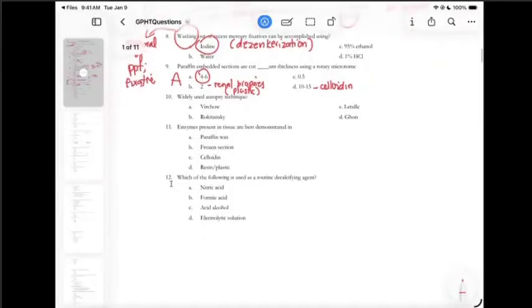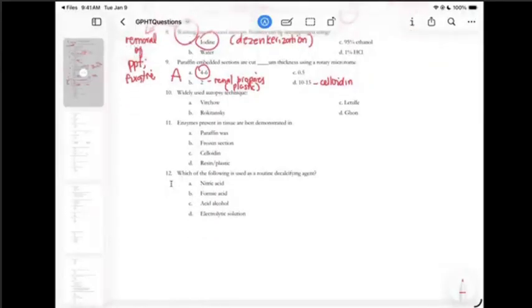Number 10, so what is the widely used autopsy technique? So the commonly used technique, wherein in this technique the organs are removed one by one. Okay, so the organs are removed one by one, and this is the technique of letter A, virtual. Okay, so if the organs are removed one by one, that would be the autopsy technique, the widely used technique.